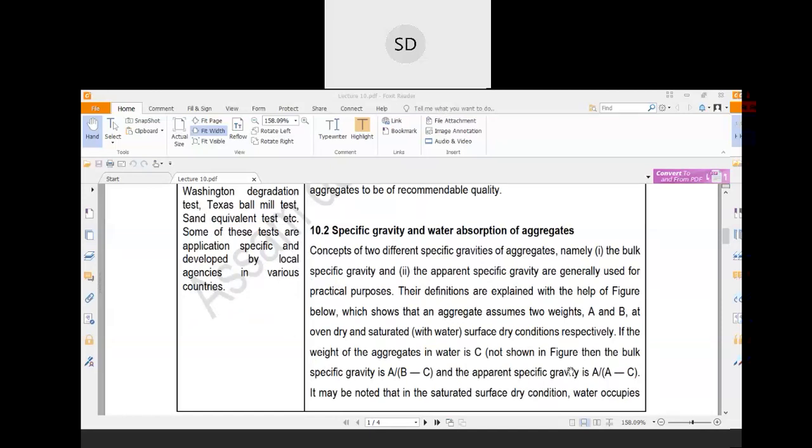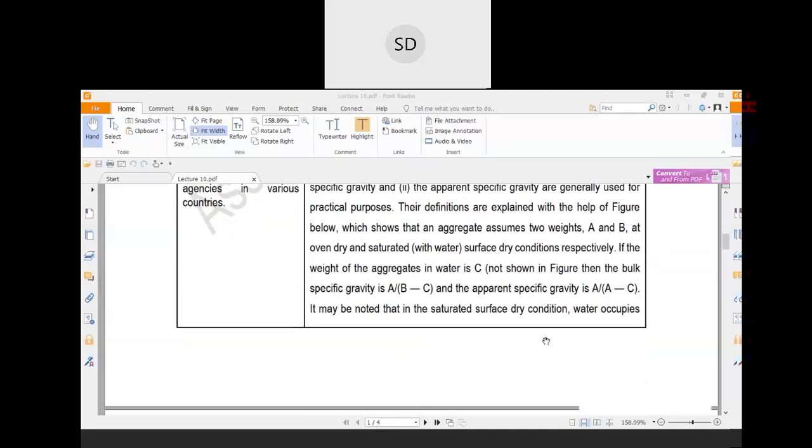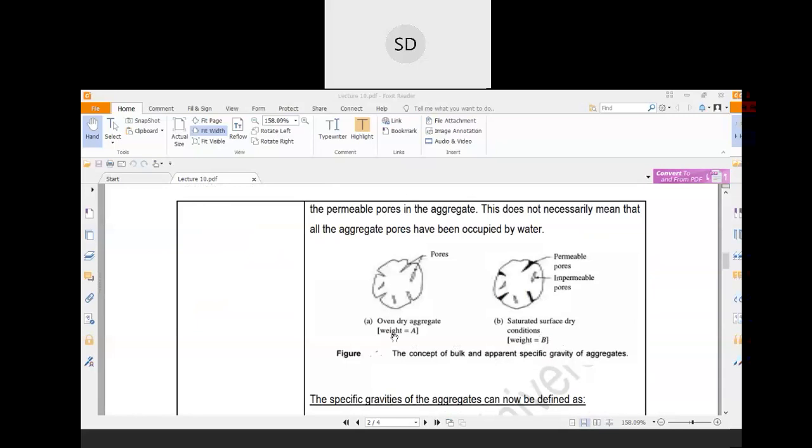There is one figure. See this figure. These are the oven dry aggregates. All these are the pores in the aggregates, a representation of all the pores. These are the outside pores, and some pores are not accessible because they are internal pores. And this is the saturated surface dry condition.